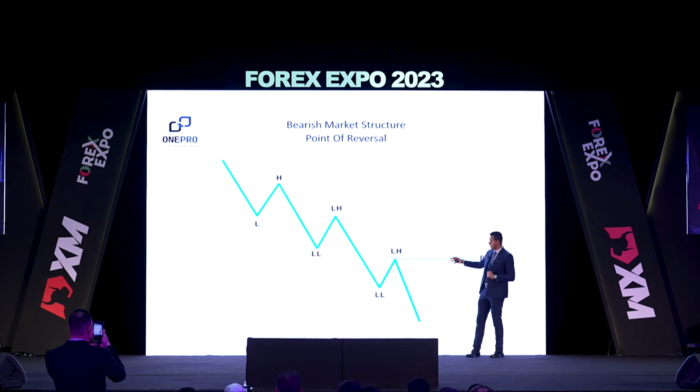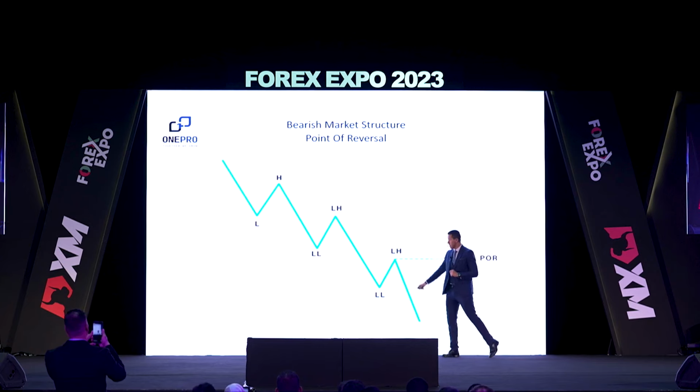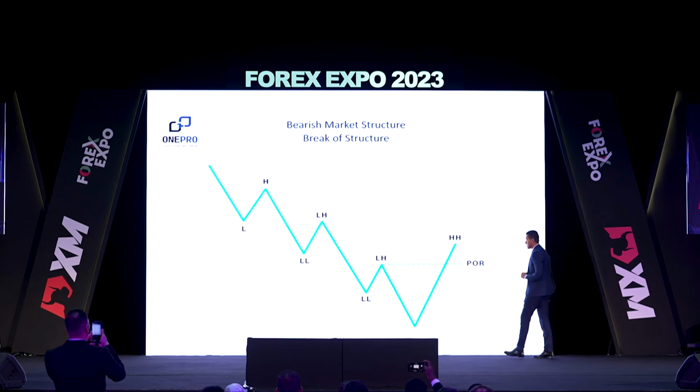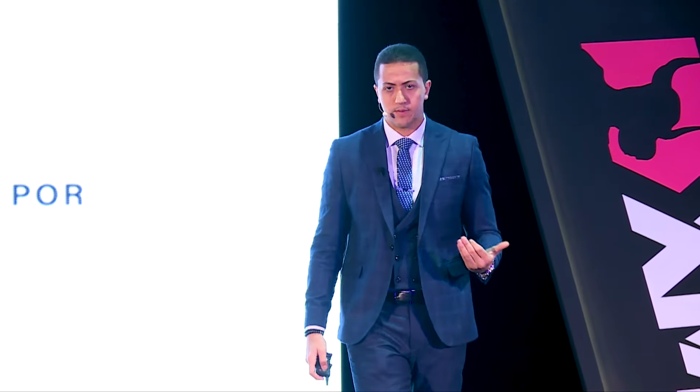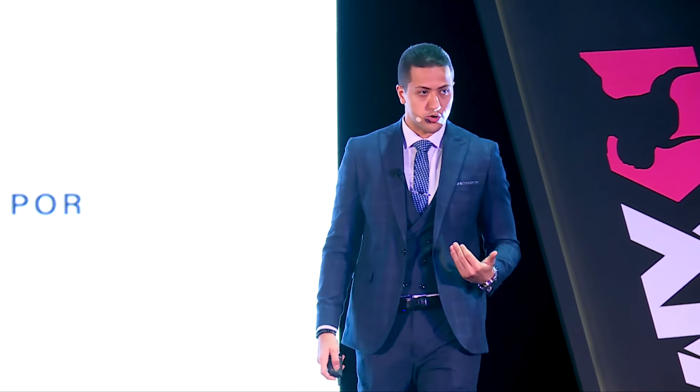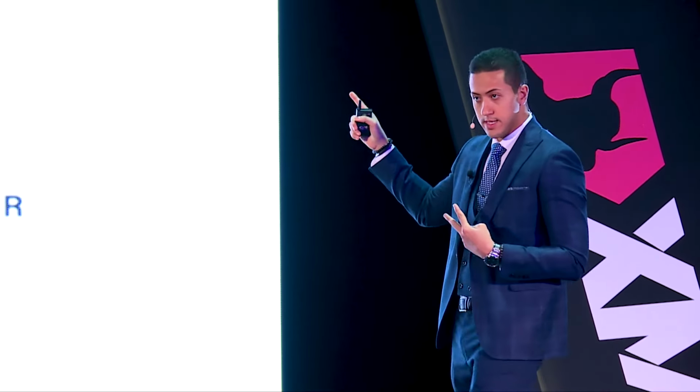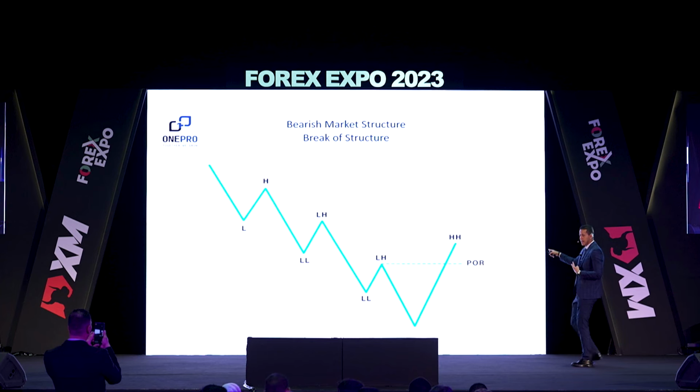Once we break above the last high, you get a new higher high. A higher high should never take place in a bearish market structure. Remember the two conditions? Bearish market structure is a lower low and a lower high. A new higher high appearing here means a break of structure, or a BOS, which happens at the point of reversal.